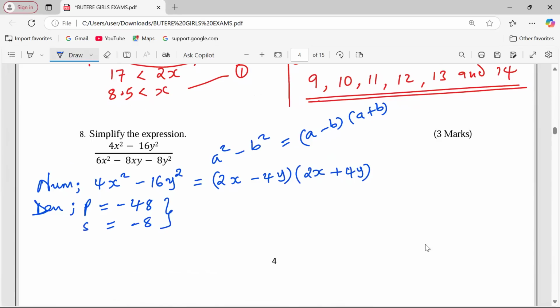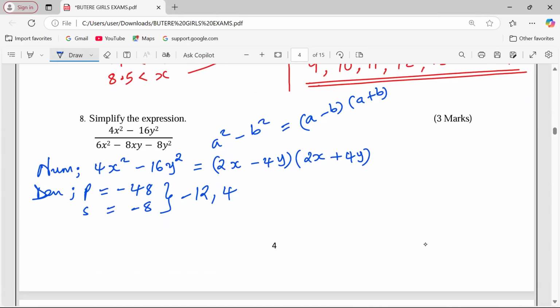Some students will have a challenge of identifying the factors there. And I would challenge you to be factorizing the product. Just use factorization and you discover that it's very easy. So negative 12 and 4. When you add, you get negative 8. When you multiply, you get negative 48. So now we can use them to replace negative 8xy.